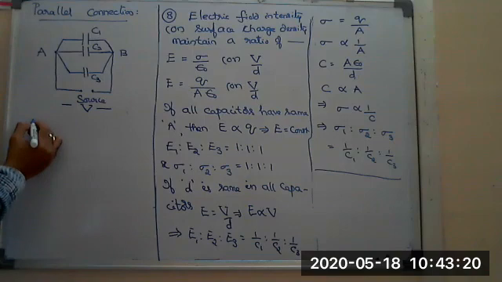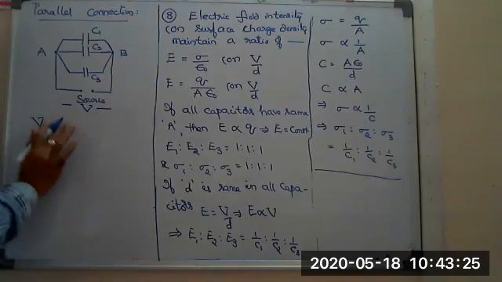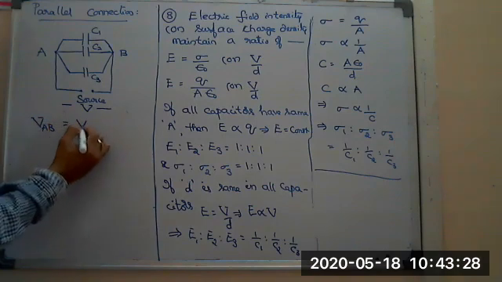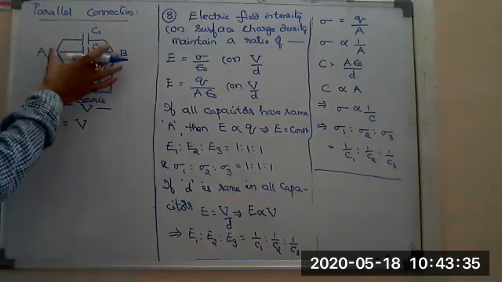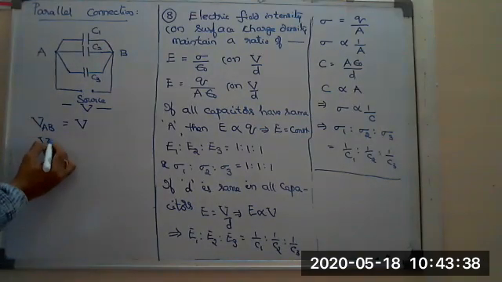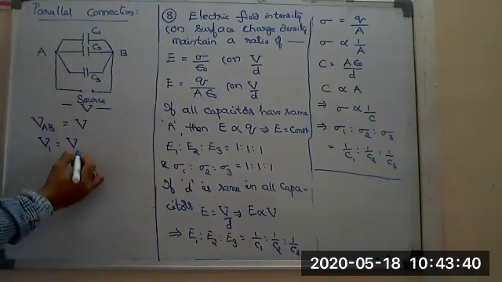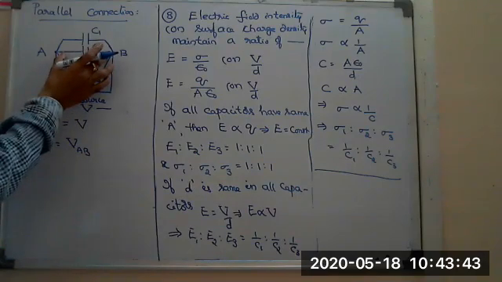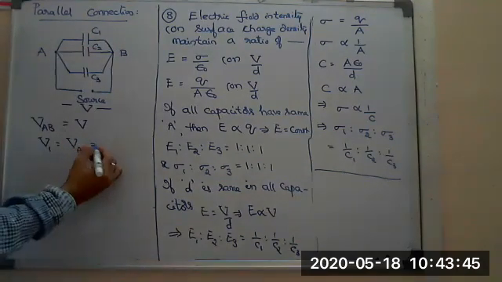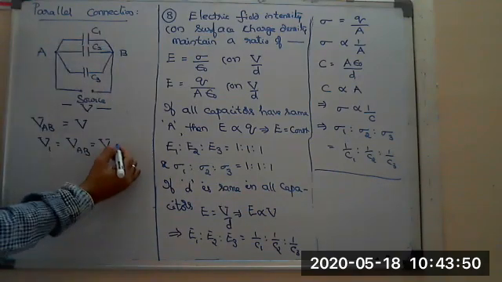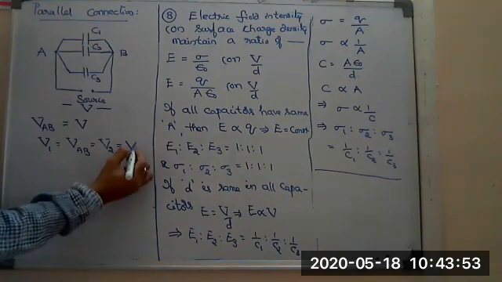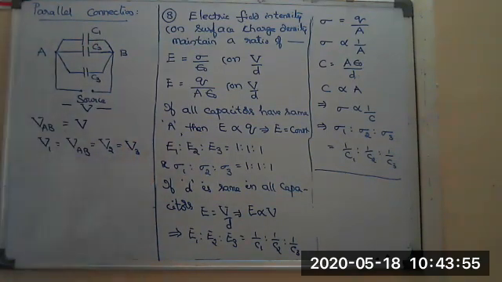In this case, I maintain by using a source between A and B, I am saying the potential difference is V. Now look here. The first capacitor is also connected between A and B. So V1 is also between A and B. The second capacitor is also across A and B. The third one is also across A and B only, so the third one's potential difference is also V.